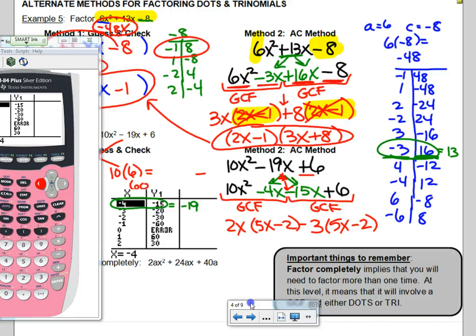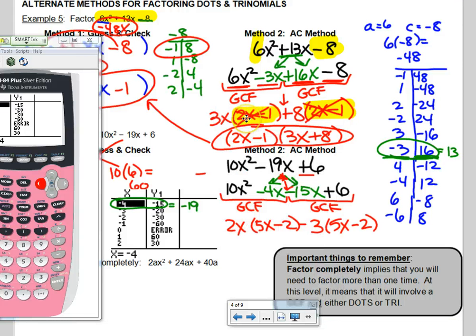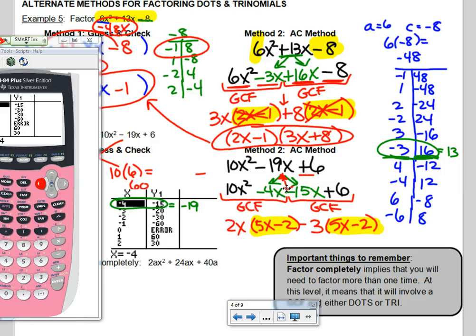All right, now looking at my parentheses sets, I have 5x minus 2 in both of them. That's how I know I'm on the right track. That means I'm going to pull that out in front, and the two other guys come together. And that is your answer. So again, save a whole lot of time compared to guessing and checking.